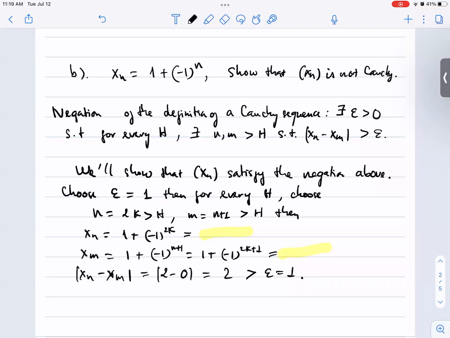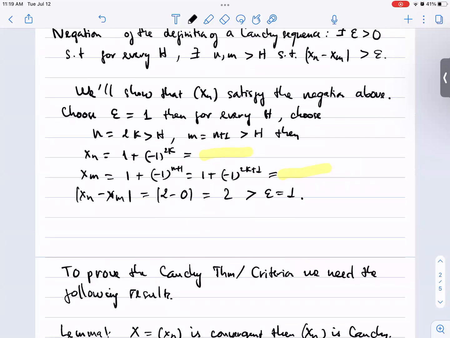Now we're going to show that the sequence here satisfies the negation statement above. So we choose epsilon equal to 1. Then for every h, we choose n equal to 2k, which is bigger than h, and m equal to n plus 1, which is also bigger than h. Then x_n equals 1 plus (-1)^(2k), which is equal to 1 plus 1, equal to 2.